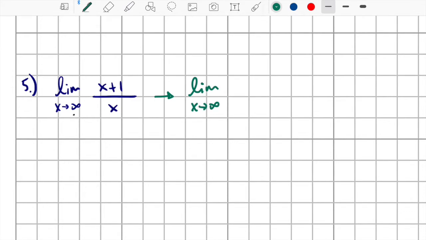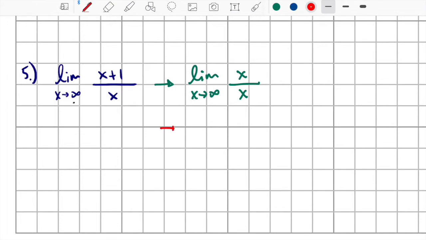According to what I said earlier, at the infinities it behaves like its term of highest degree. So in the numerator, the highest degree is x. In the denominator, there's only an x, so x. So no, we don't plug it in. We simplify. So limit as x approaches infinity, x divided by x is 1.